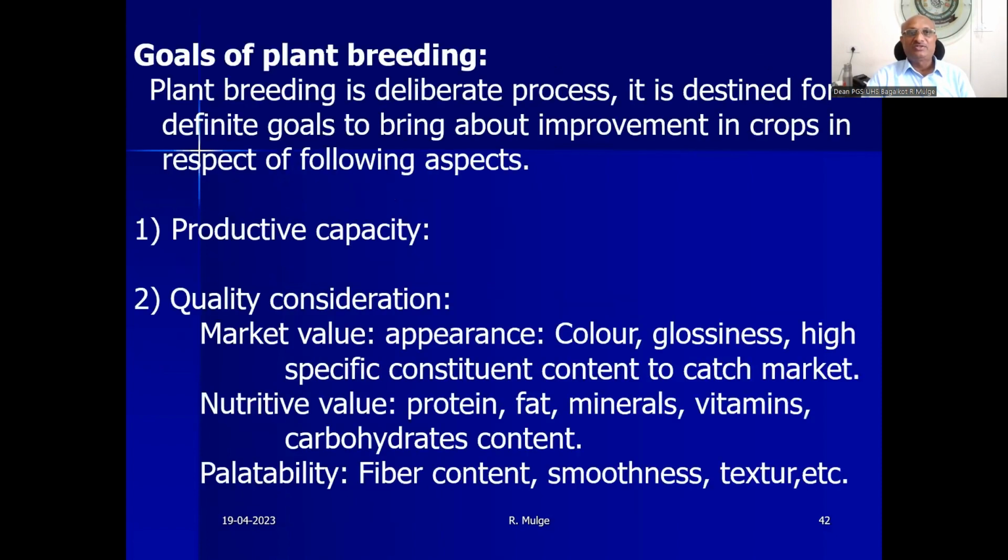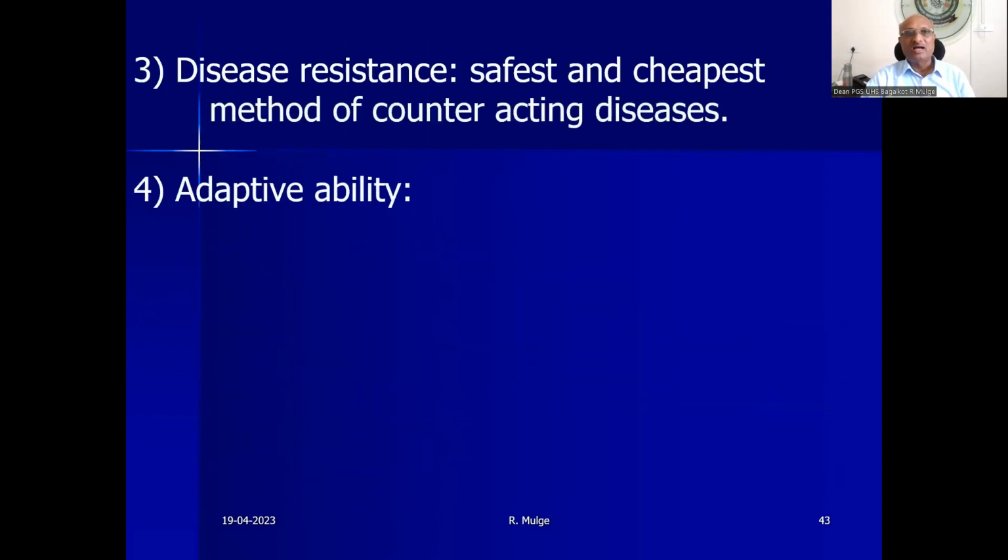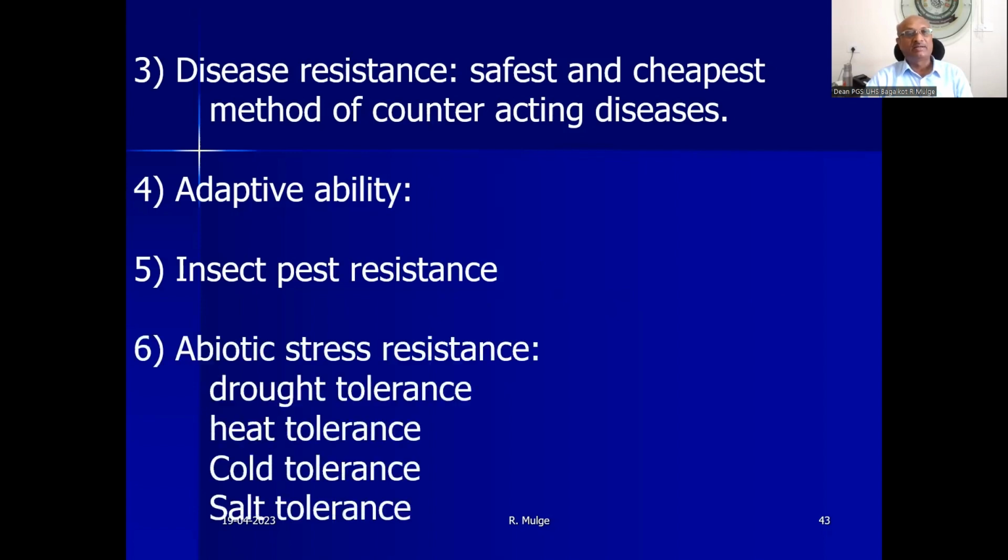So ultimately, any plant breeder, whether vegetable or any other, is looking at productive capacity, meaning higher yield by utilizing whatever resources are available, through the agronomic practices you define. It should give the higher yield, then quality, then disease resistance, adaptive ability to a change in environment, season, or location, so that your variety should give higher yield, and insect pest resistance, and abiotic stress resistance like drought, heat, cold, and salt tolerance. All these are going to be the goals of plant breeding.